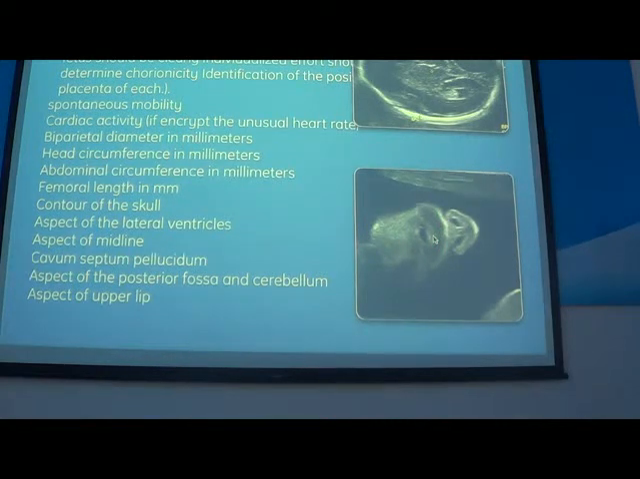And this is a basic first level examination, but we don't have to do the profile view.